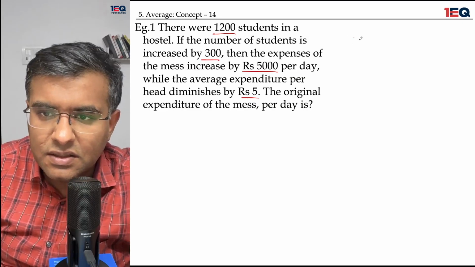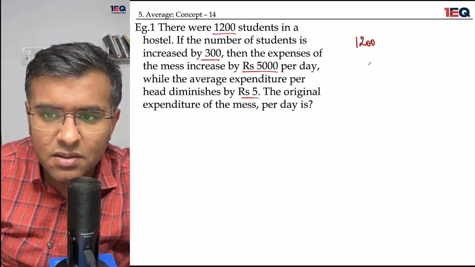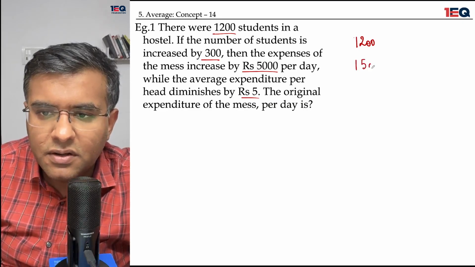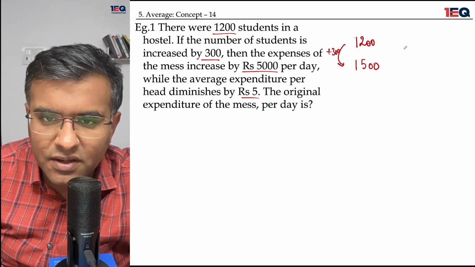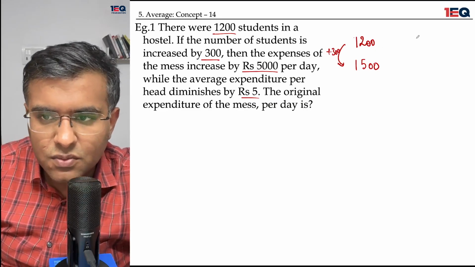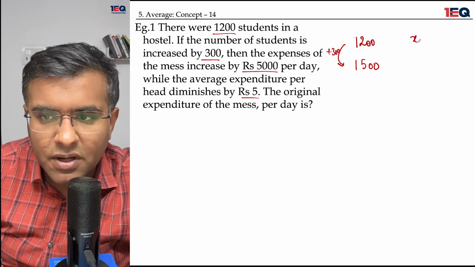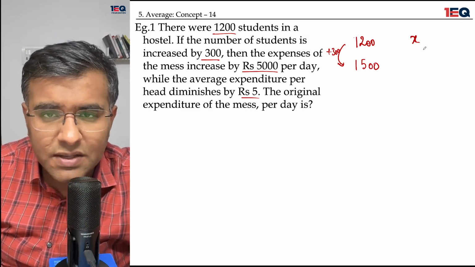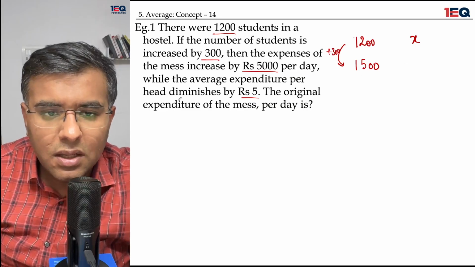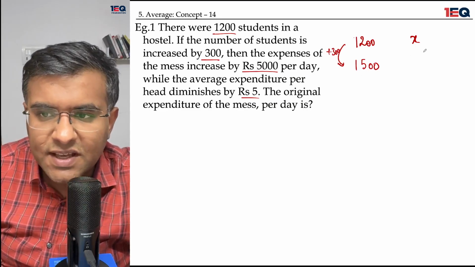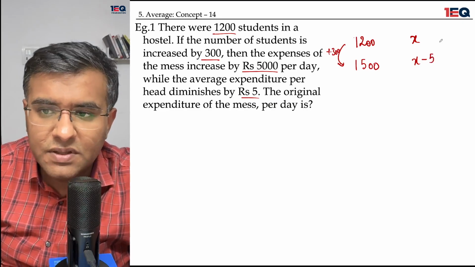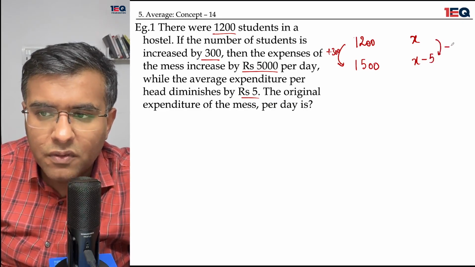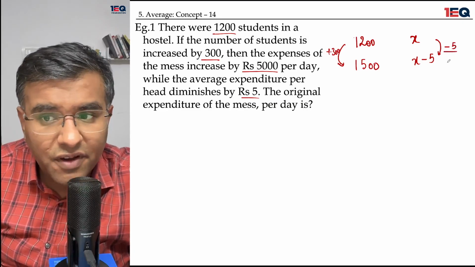If I say that there were 1200 students in the mess in the beginning and 1500 students came into the picture, that means there was an increase of plus 300. When there were 1200 students, the expenditure per head per day was X rupees, right? When the new students came in, the expenditure per head per day diminished by 5 rupees. So the gap created over here was that of minus 5.